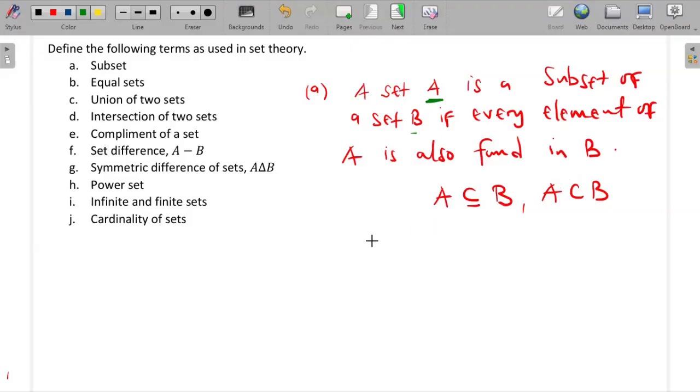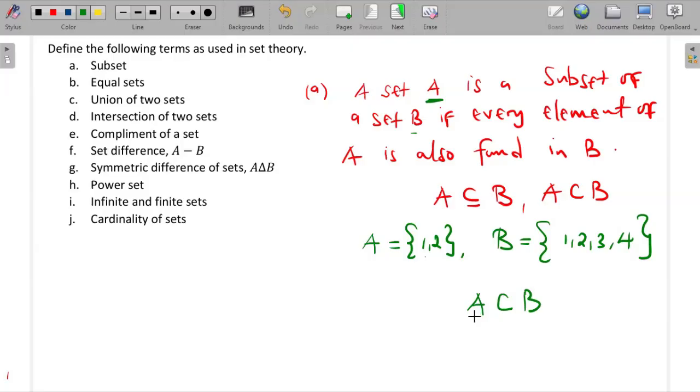An example can be set A has the elements 1, 2, and this set B has the elements 1, 2, 3, 4. You see that every element in this set A is actually a part of B. So B has more elements than this one, and all the elements in A are a part of B. So we are going to say A is a subset of B, because every element here, I can also find it in the set B. So that is what we call a subset. You can pause the video and read through the definition until you understand it.